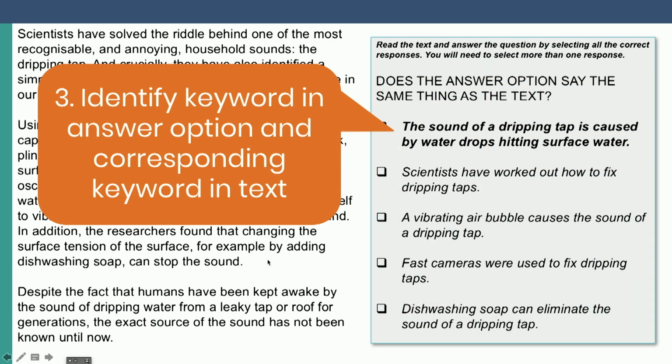What we now want to do is look at the answer options for the first time. And we want to identify keywords in the answer option and corresponding keywords in the text. Because effectively what's happening is this. We've got this sentence here as an answer option.